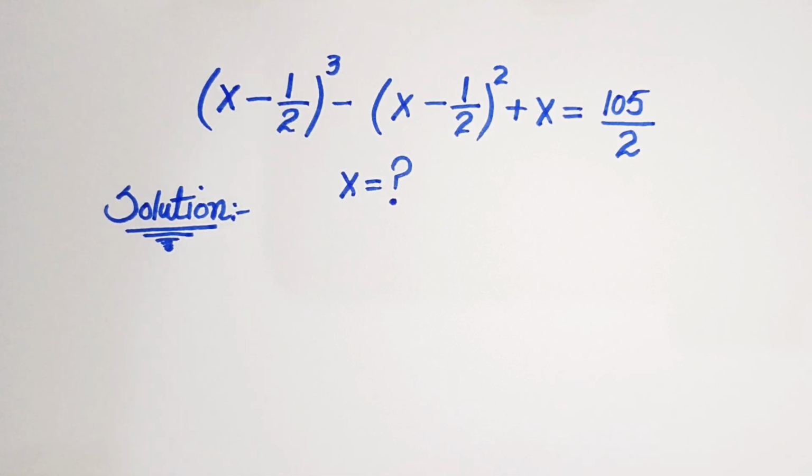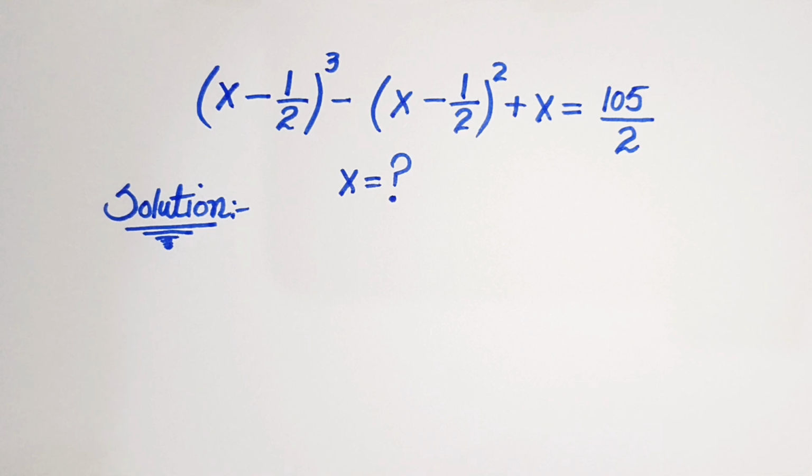Today we have a nice problem: ((x − 1)/2)^3 − ((x − 1)/2)^2 + x = 105/2. So here we have to find the value of x.